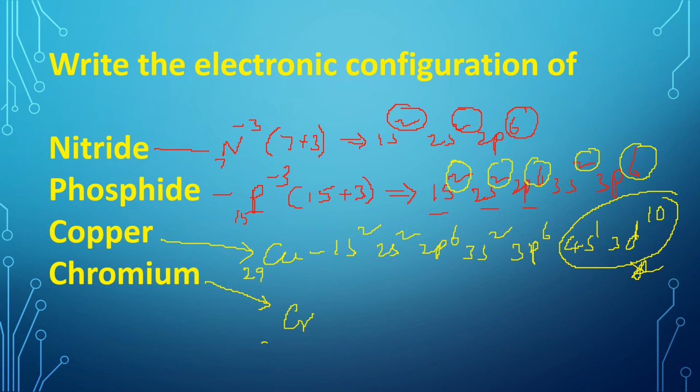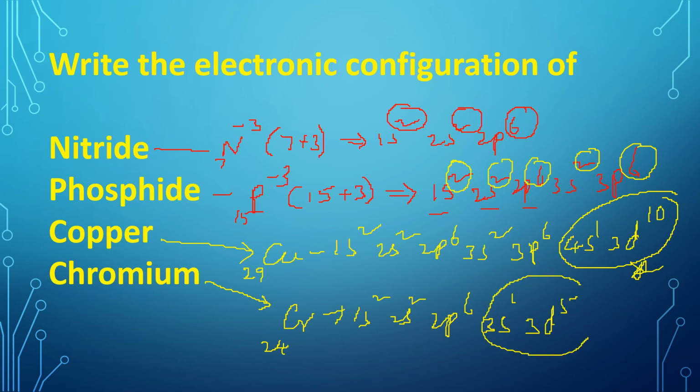Generally, then chromium, that is 24, you have to write the electronic configuration 1s2. These two are the exceptional ones. Which ones? Copper and chromium: 1s2, 2s2, 2p6, 3s2, 3p6, 4s1, and 3d5. Yes, it contains total 24 electrons. You have to write like this only, but not 4s2, 3d4, because these two are the exceptional cases in writing electronic configuration according to Hund's law of maximum multiplicity.